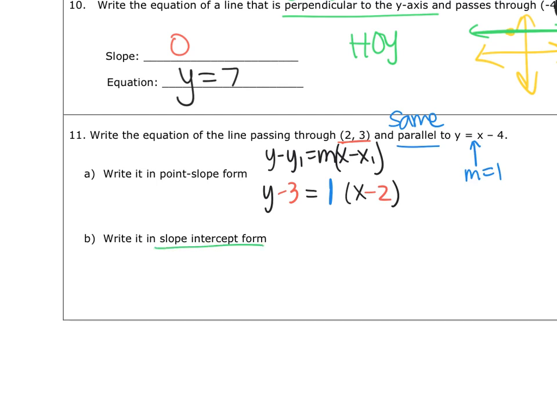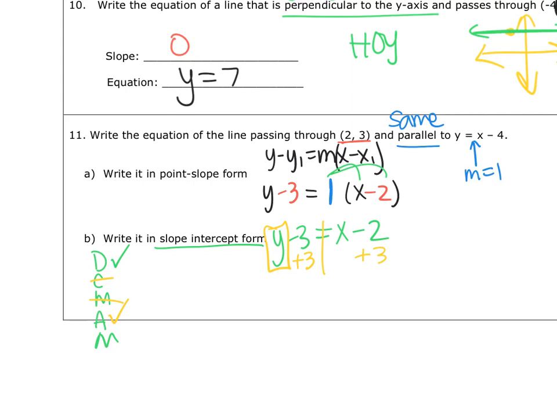And then to turn it into slope intercept form, I'm going to solve for y. So I distribute to both pieces, x times 1, x times -2. I don't have anything to combine. Remember, I'm trying to get y by itself. I don't have to move to the same side. I can add or subtract, so I'm going to move that 3 away from y. So we have x plus 1 in slope intercept form.